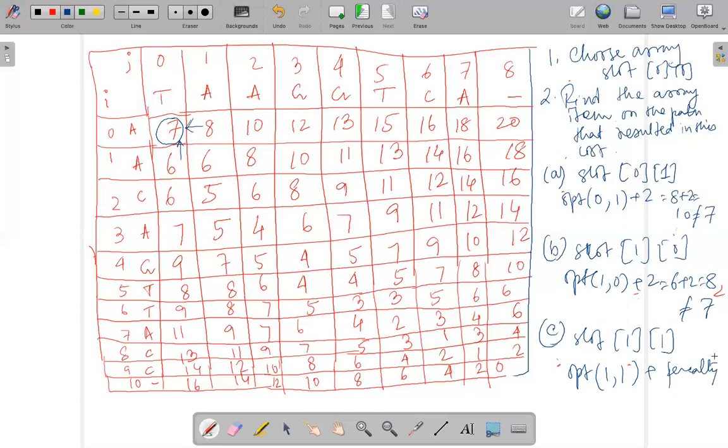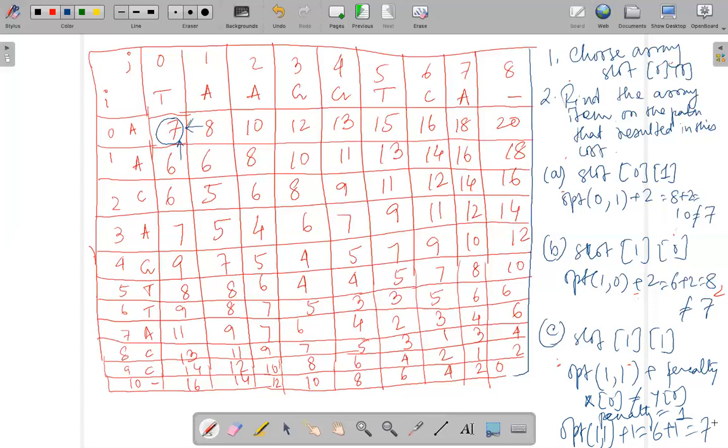Now you see 1, 1. What has happened in this case? What will be the penalty? The penalty in this case is, since x0 is not equal to y0, the penalty is equal to 1. So OPT 1 1 plus 1 is equal to 6 plus 1, that is 7.